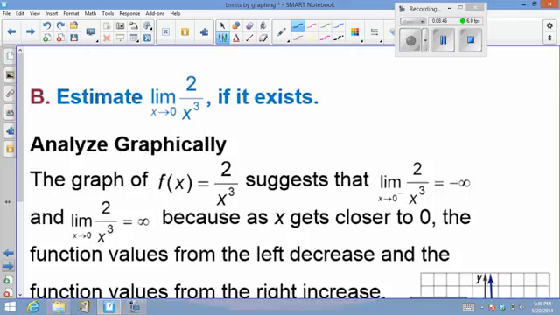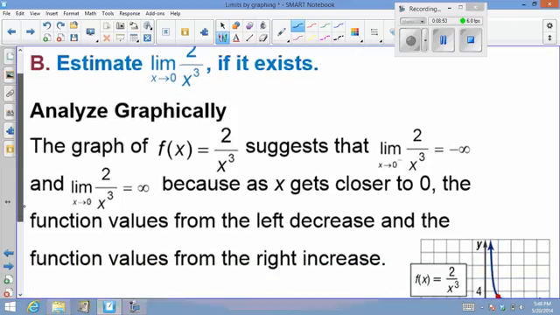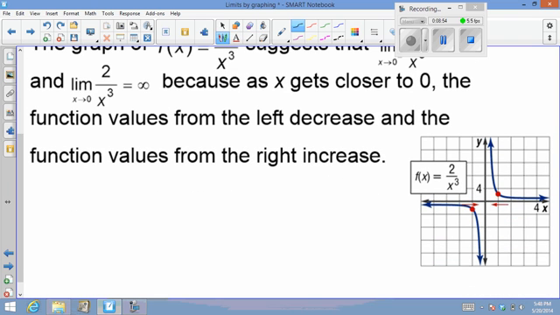So now I have the same idea. I'm doing the limit as x approaches 0 of 2 over x cubed. If I were to graph that, I would get this graph right here. If I look at the graph as x approaches 0 from the left, meaning this side, I can see that it's going down to negative infinity. And as x approaches 0 from the right, this limit is going to positive infinity. So the left-handed limit is negative infinity, and the right-handed limit is positive infinity.